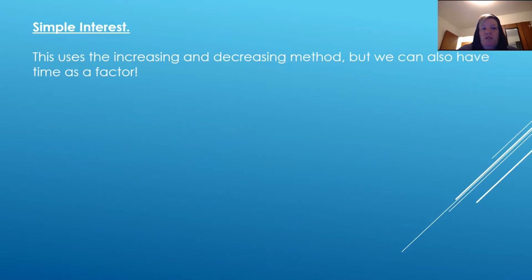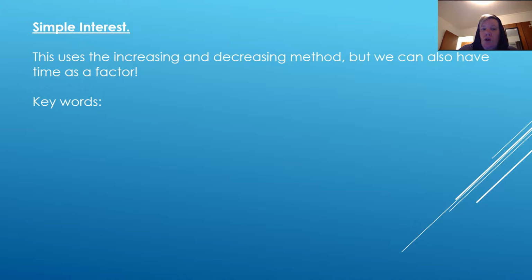Okay, so simple interest. It's basically the same as my increasing and decreasing method, but we also can have time as a factor as well. So if you remember increasing and decreasing by a percentage, I'm pretty much going to use the same system, but I can also use time.